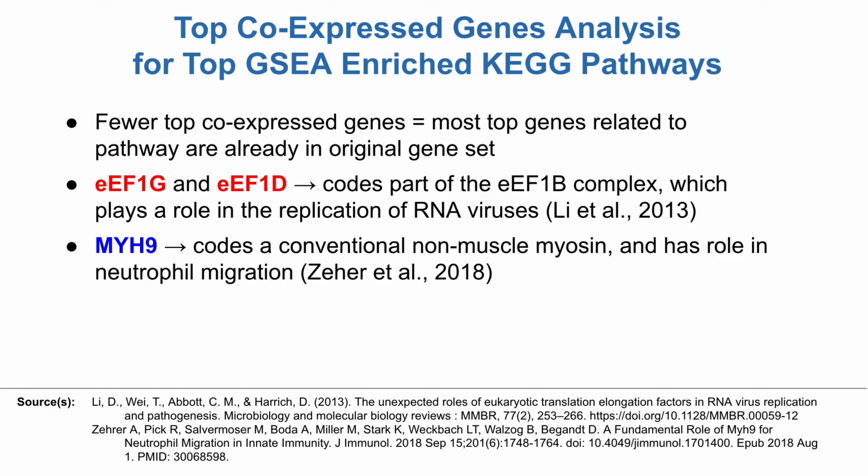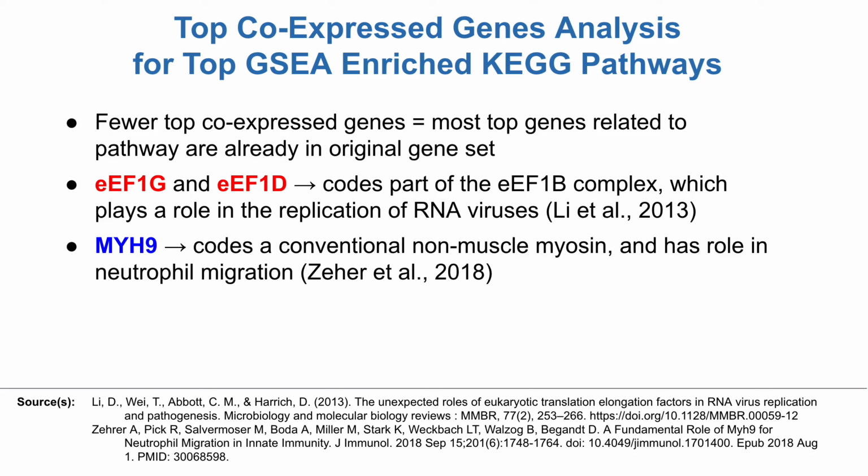For this case study, we can take a look at these eukaryotic translation elongation factor genes, G and D, which are co-expressed with the ribosome and coronavirus disease pathways. Previous literature has shown that they encode subunits which are part of a complex that plays a role in replicating RNA viruses, like SARS-CoV-2. Since the ribosome pathway affects translation and replication as well, it makes sense that they would be co-expressed with both pathways.